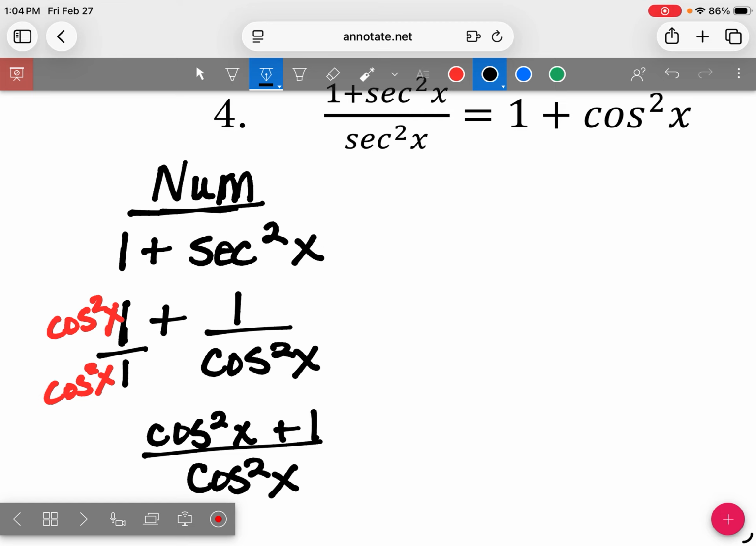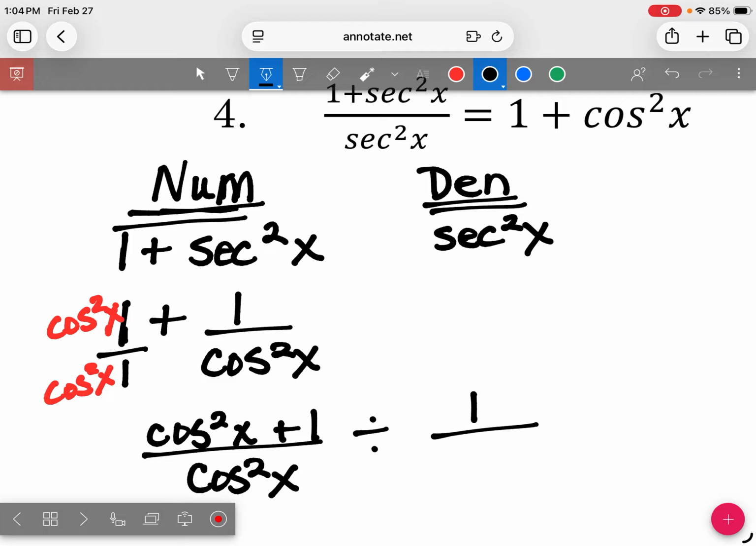So we got as far as we can go. Now let's look at our denominator. Our denominator is not that complicated. It just says secant squared, which is the same as 1 over what? 1 over tangent?